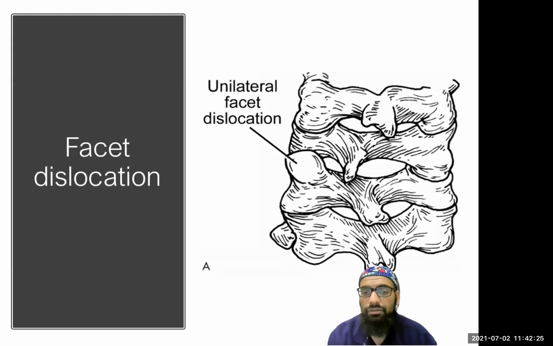Oh, the other thing I wanted to mention, you'll notice that with the unilateral facet dislocation, your spinous processes also are no longer in alignment. So that's something you can see on an AP if you want to look at that as well.